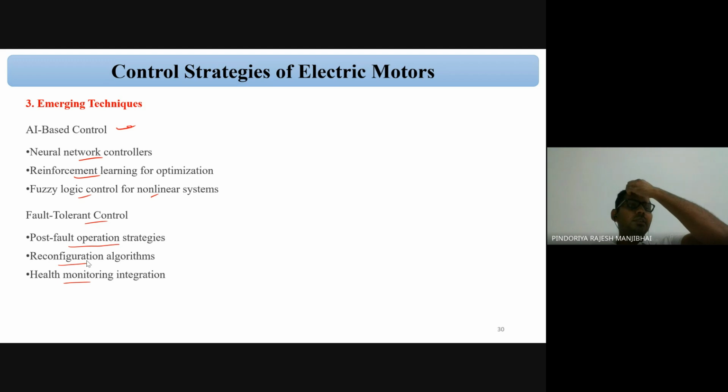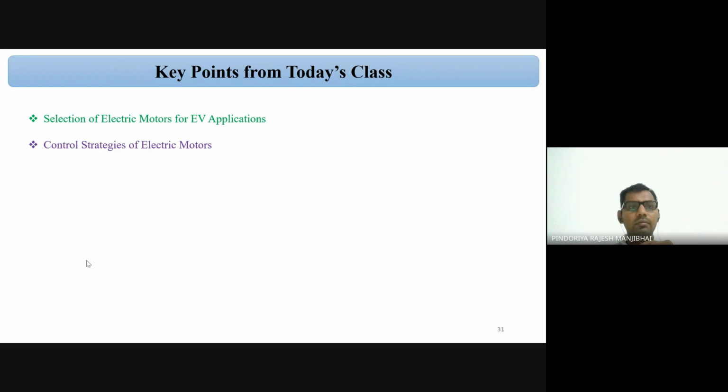Suppose a fault is happening, then you are going to consider this type of parameter for your control algorithm, correct? Suppose a fault is happening, is your motor still operating in the safe zone, yes or no? So we have to consider these parameters also: fault, post fault operation, as well as the reconfiguration algorithm and health monitoring integration. Key points from today's class: selection of EV motors for electric applications and control strategy of electric motors.